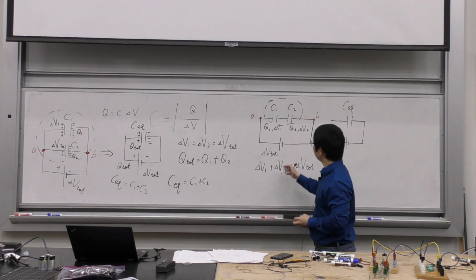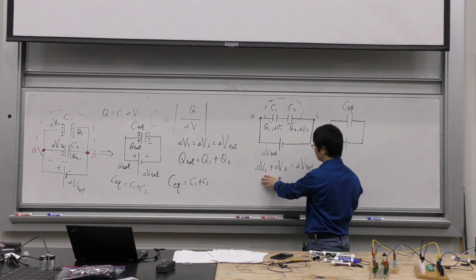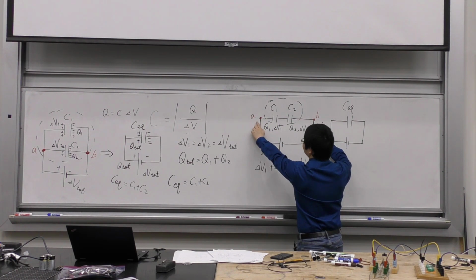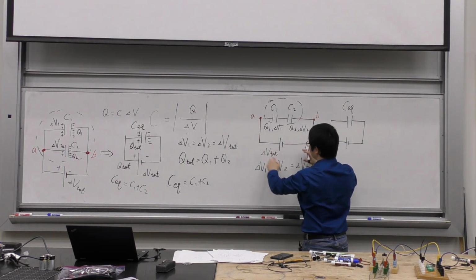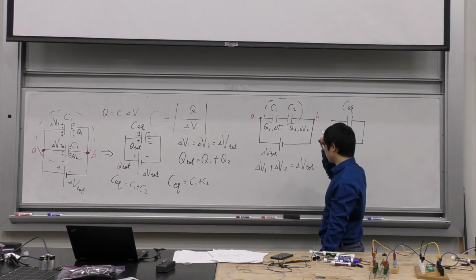So each of them only gets part of the voltage from the battery, but if you put them together, you should get the total voltage, because this combination is connected directly to the battery. So that's the relation between the voltages. Now what about the charge?